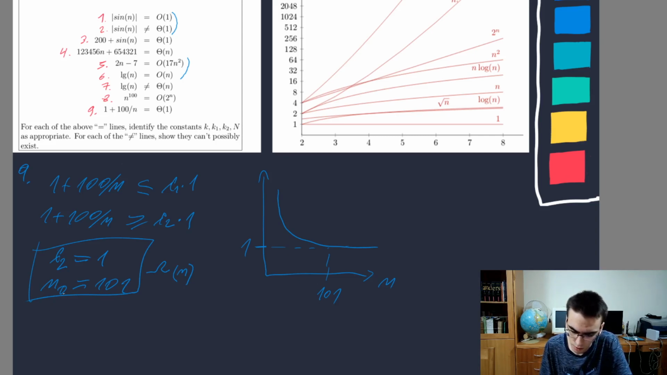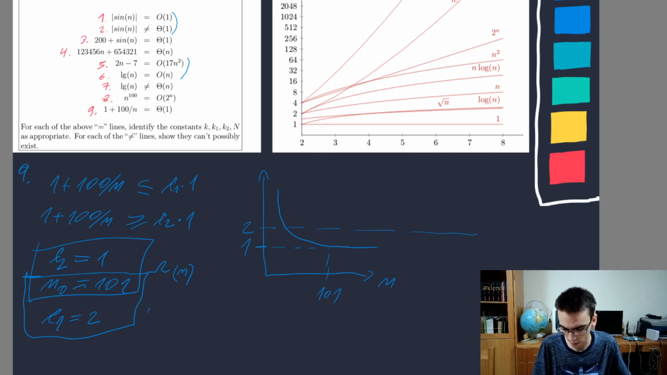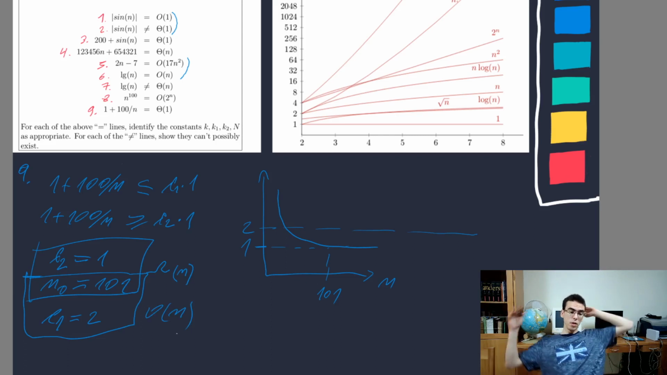Now, for the big O, we know it is in theta, so we know already that it is going to exist. We can say that after a certain n, it is never going to be greater than, for example, this value. This value can be, for example, 2, and we are confident about that. So C1 can be 2, and that's the big O case. Exercise 9 is solved. Now you could come up with a tighter bound, but you don't have to.